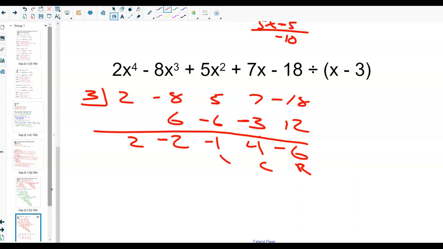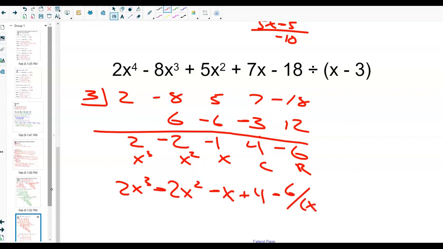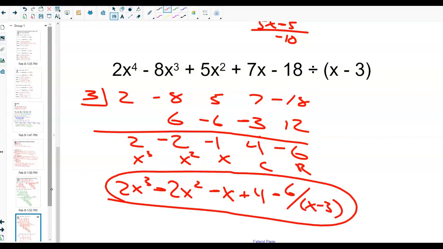Remainder, constant, x, x squared, x cubed. You do have to write the final answer. That is a requirement. If there's time at the end, I will do it the long way as well.